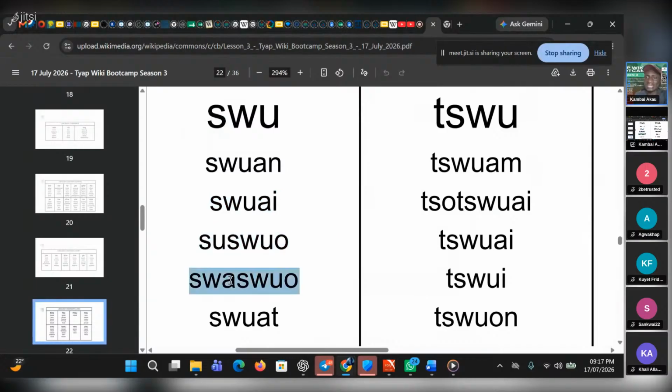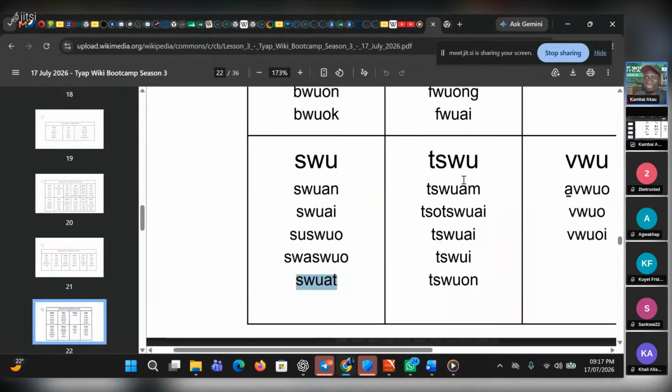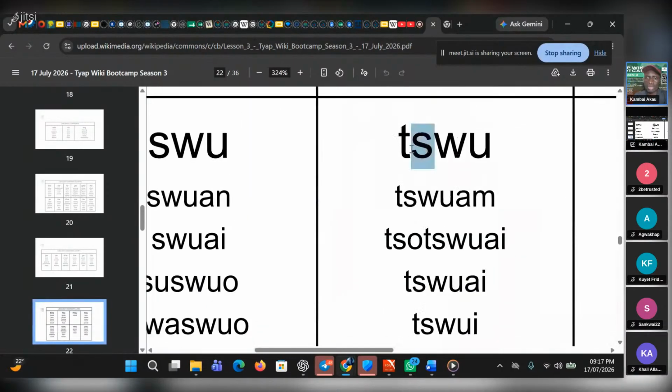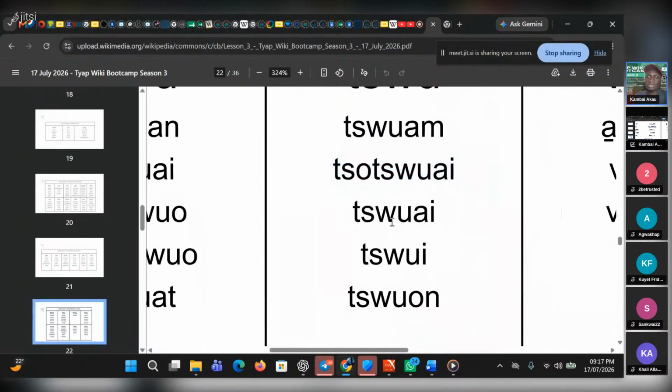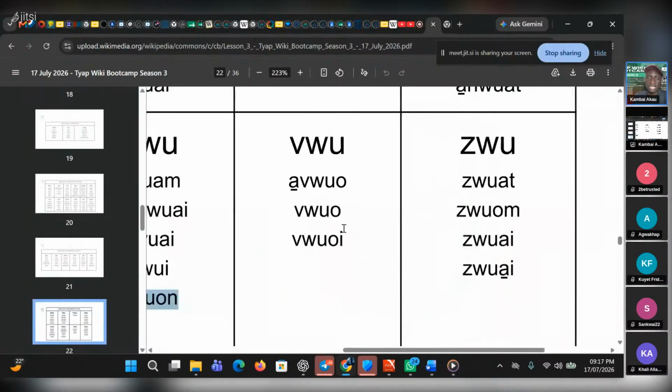And then right here we have the long labialized version of the t sound. And then under here we have swam, and then we have swai, we have tree, and then we have swan. And then right here we have the vo sound, under which we have vo, then we have vo, and then we have voi. Then right here, the last one, we have zwat, and then we have zwom, and then we have zwai.